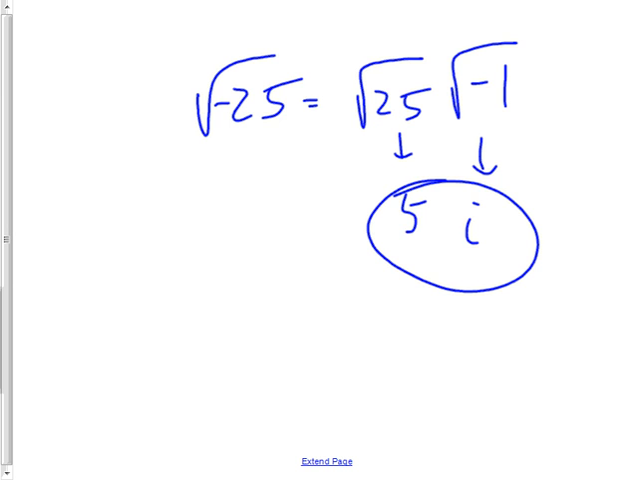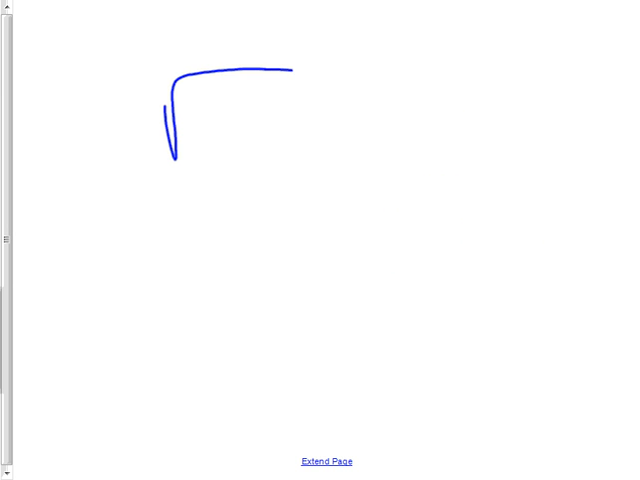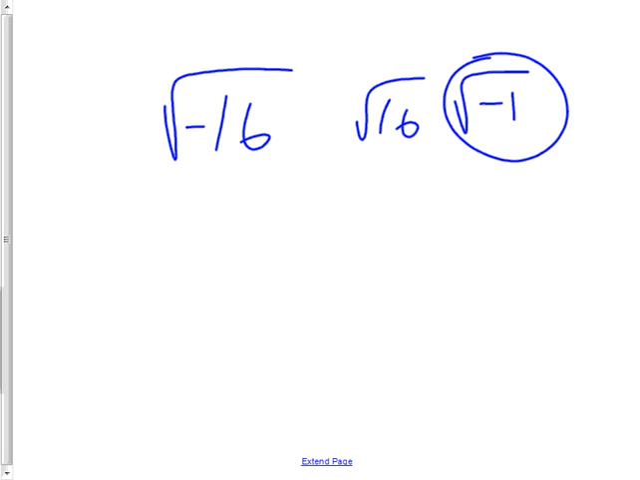All right, so let's give you another one like that. Square root of 16, but make it negative. I know, the answer is 4i. All right? But why? Because it's the square root of 16 times the square root of what? Negative 1, and that's equal to i, and that's equal to 4. That's why it's 4i.